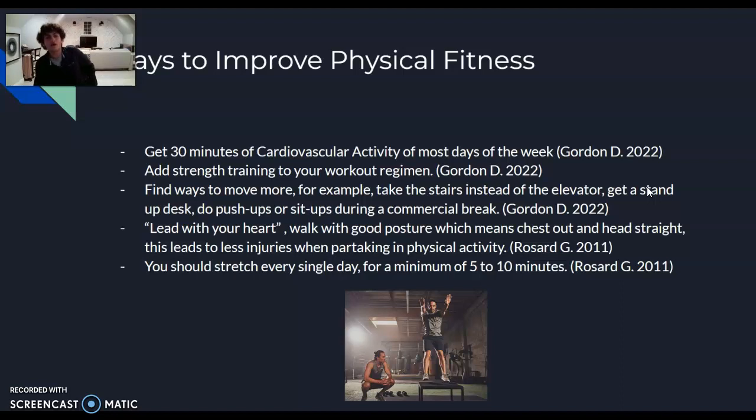And then ways to improve your physical fitness. Recommended is getting 30 minutes of cardiovascular activity, which is full body. Add strength training to your workout regimen. Strength training does so much more than just building muscles. Find ways to move more. Like, for example, you could get a stand-up desk. Right now, I'm at a sit-down desk. If I had a stand-up desk, I would be more physically fit.